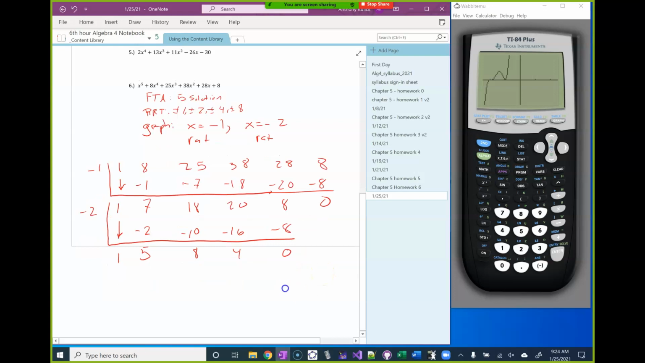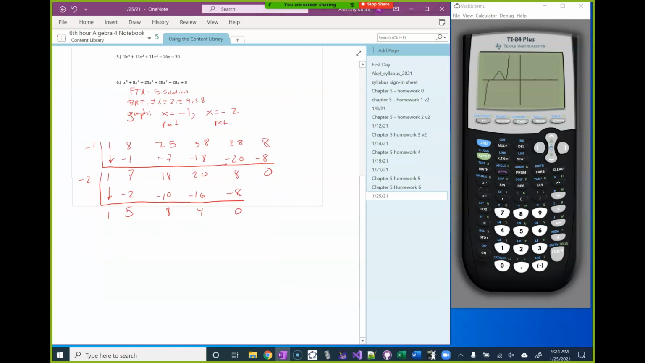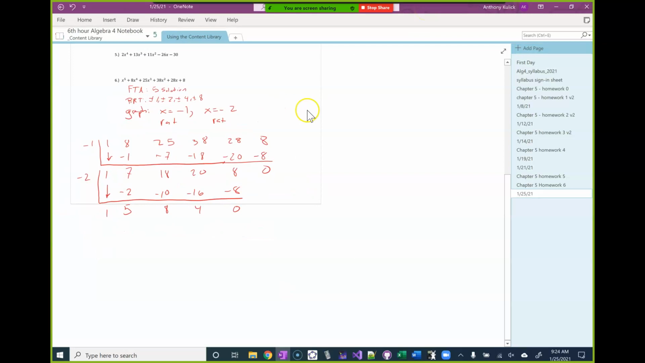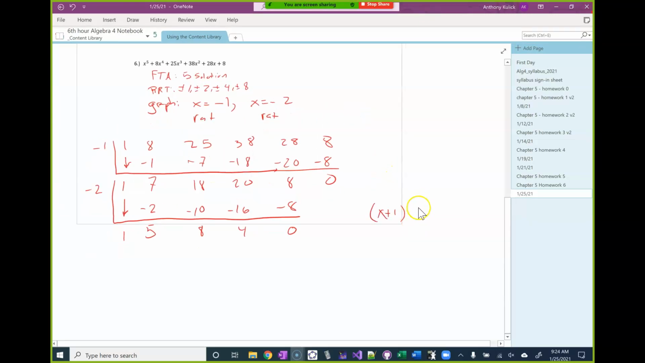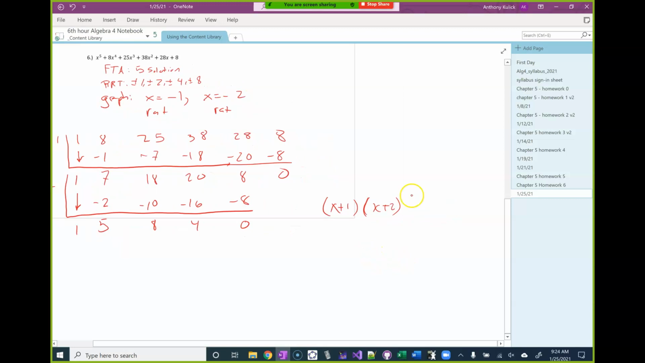And that works. So then I have the x plus 2 that I'm getting from the second synthetic division. And then I have this x cubed plus 5x squared plus 8x plus 4 that I've left over after the second synthetic division.